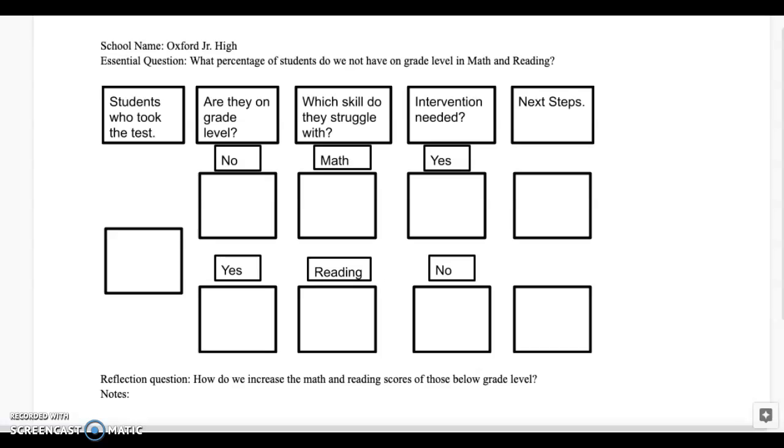There at the bottom, I do have a reflection question of how do we increase the math and reading scores of those below grade level. And then there's a place for the staff to write notes as well.